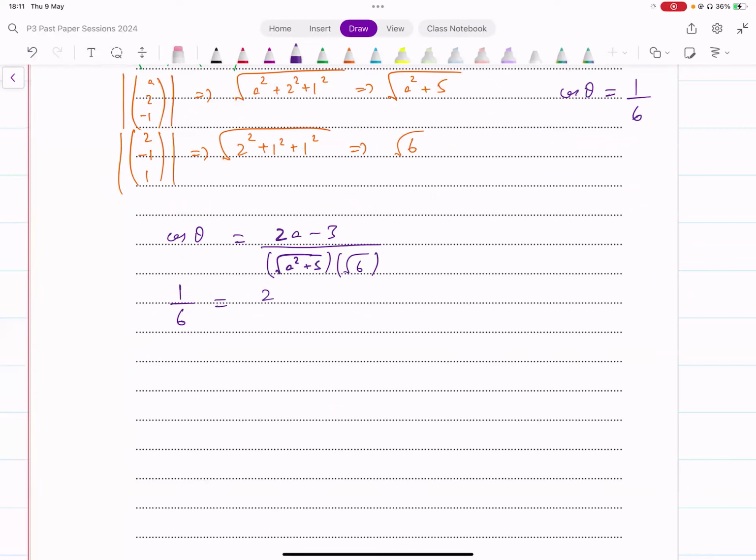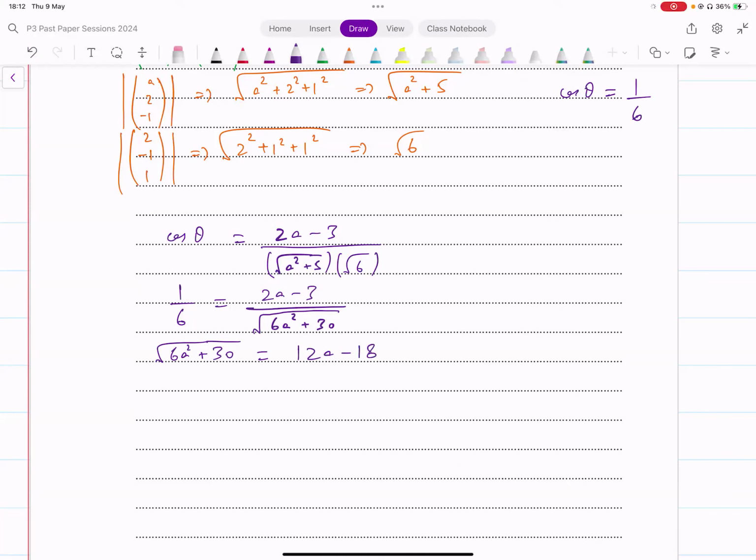Okay, I can write it like this if I want. 2a minus 3, this is square root of something, same powers. We can multiply the bases, and that is going to give me square root of 6a squared plus 30. And now we need to solve this equation. How do we solve this equation? We can start by maybe cross multiplying. If we cross multiply, that gives us 6a squared plus 30 under the root. On the other side, we've got 12a minus 18.